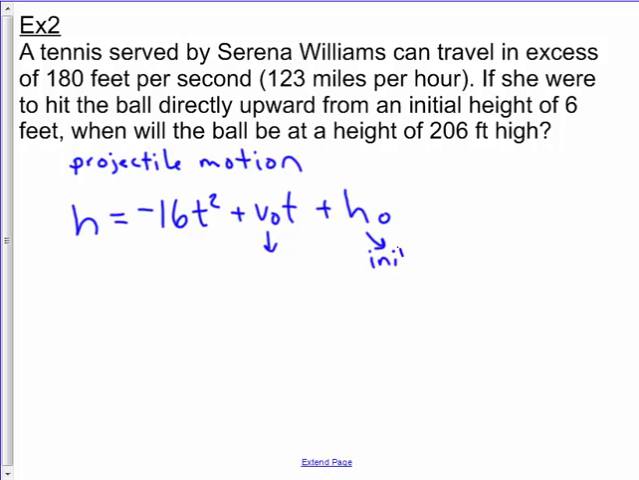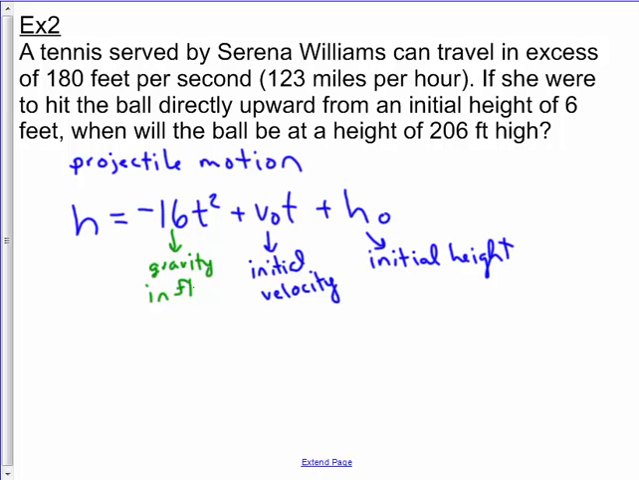h sub 0 is the initial height. So what's the beginning height of it? v sub 0 is the initial velocity. Other things in this equation: well, negative 16, that's the gravity constant. So it's negative. It's pushing it down, right? So if you throw a ball up, it's not going to continue to go up. It's going to come down, right? That's why I say the initial velocity, because the velocity will change. The other things, h and t: h is the height at a certain time, and t is time.